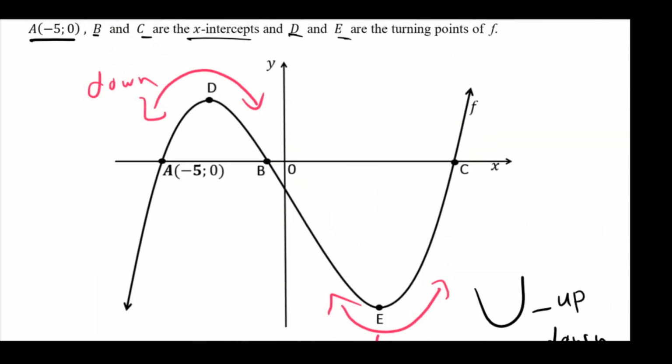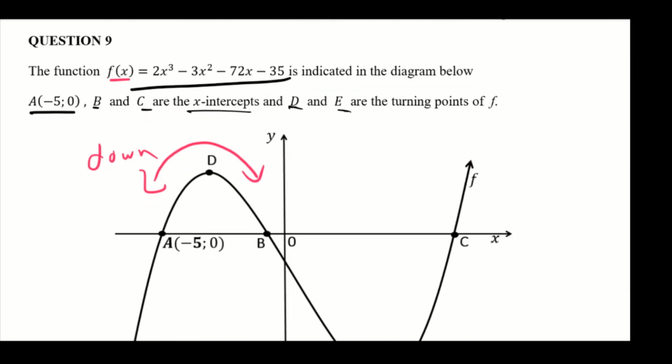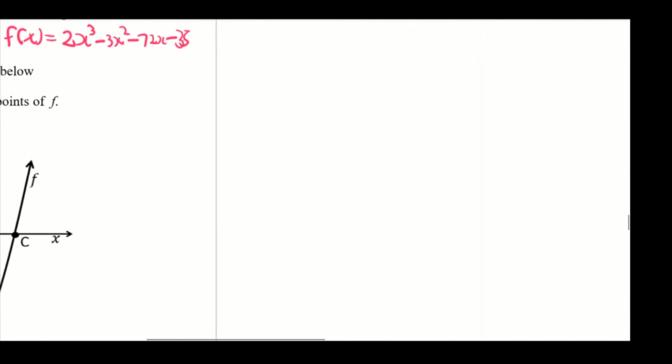What defines the concavity of a cubic function is the second derivative, which gives the point of inflection. So we need to find the second derivative of this f of x here. We have f of x equals 2x cubed minus 3x squared minus 72x minus 35. Just going to write it properly this side here.